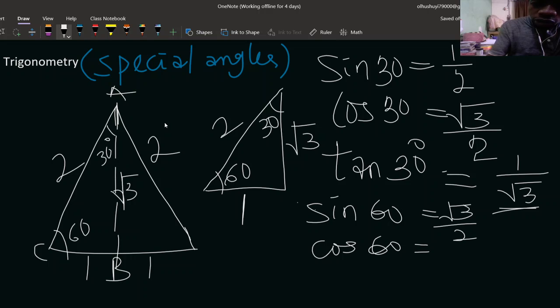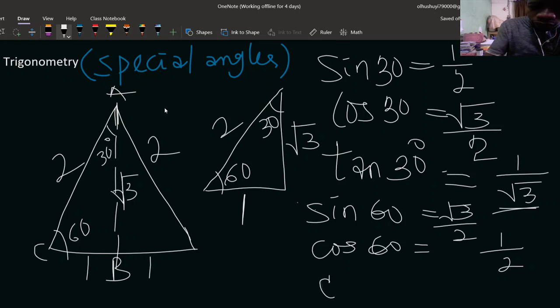Cos 60. Cos is adjacent. This is the opposite of 60. This is the adjacent of 60. So this is the hypotenuse. The hypotenuse does not change for both of them. They share the same hypotenuse. So the adjacent, which is 1, for 60, this is the opposite, this is the adjacent. Adjacent to hypotenuse. So you have 1 over 2.